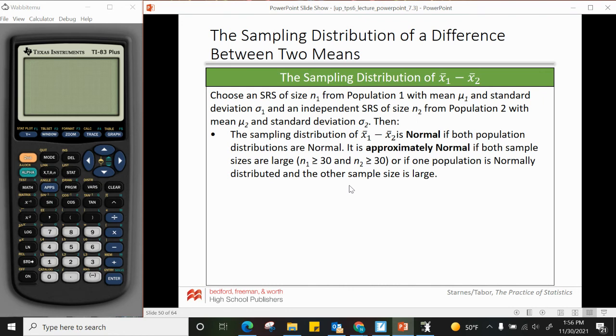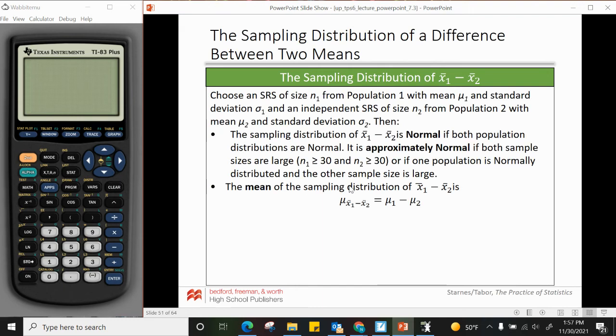All right, so if you choose an SRS of size n1 from population 1 with mean mu1 and standard deviation sigma 1, and an independent SRS of size n2 from population 2 with mean mu2 and standard deviation sigma 2, then the sampling distribution is normal if both population distributions are normal, or it is approximately normal if both sample sizes are large, which means they're both larger than 30. If one population is normally distributed and the other sample is large, then it is also normal. So either it has to be normal or it has to be approximately normal based on the central limit theorem, which means n is bigger than 30.